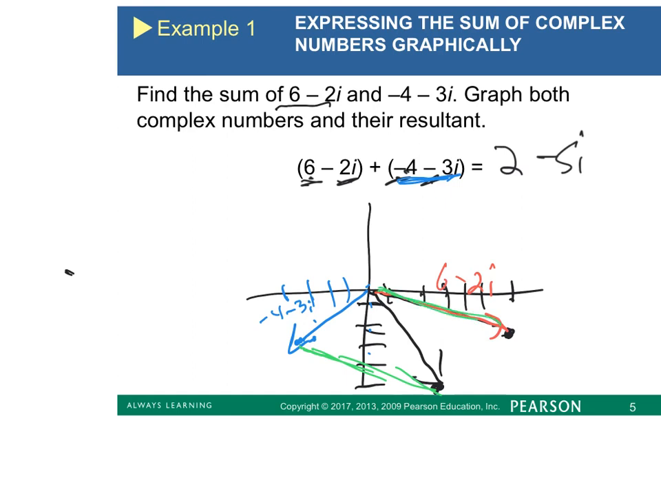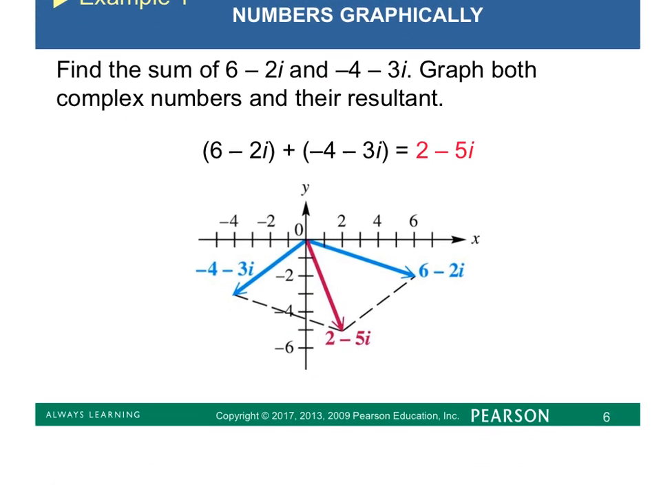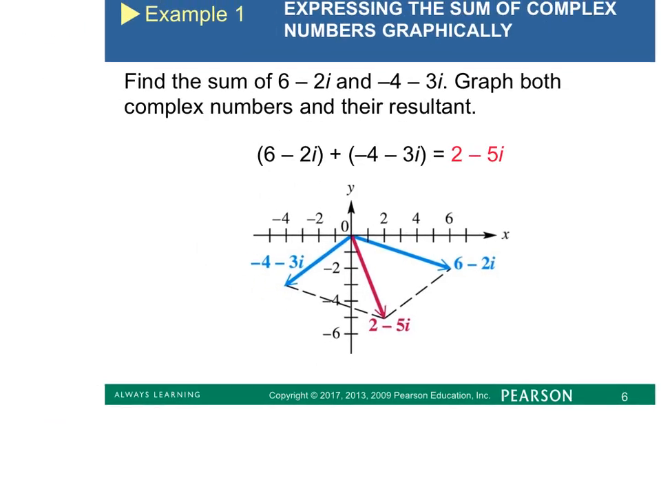parallel to this, there you go. There's the resultant vector where it ended up at. 2 minus 5i. So it works graphically and it works algebraically. There's the solution. Makes perfect sense to me now.